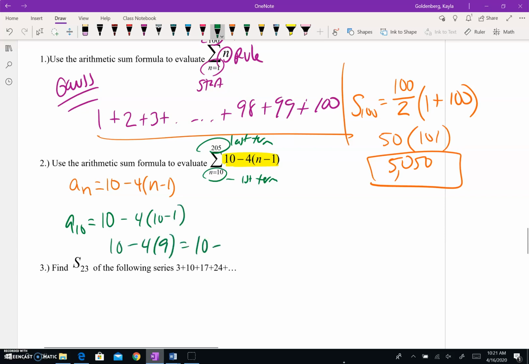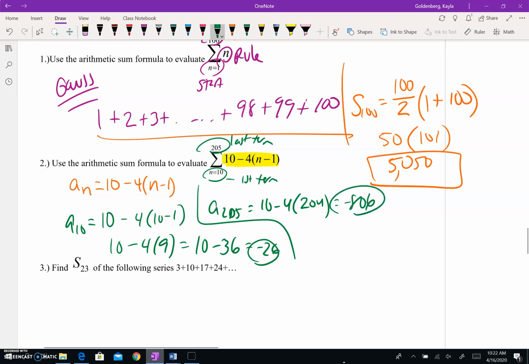So it's going to be 10 take away 4 times 9, which gives us 36, so it's going to be negative 26. And then we also want to find our last term, which is going to be the 205th term. So 10 minus 4 times 205 take away 1, which is 204. I'm going to do this real quick on my calculator. And it looks like it's negative 806. So we're now going to plug it in.